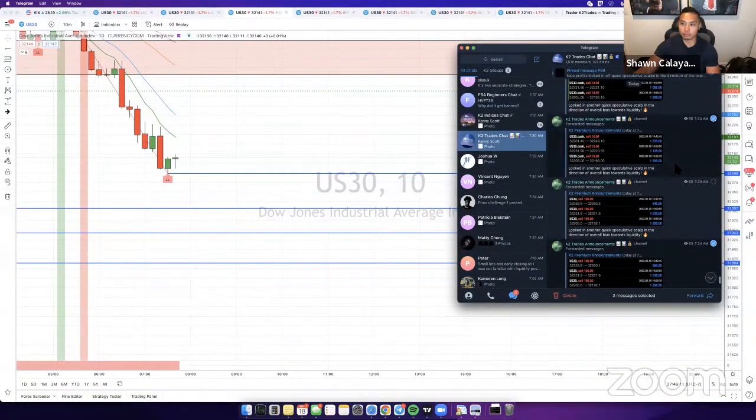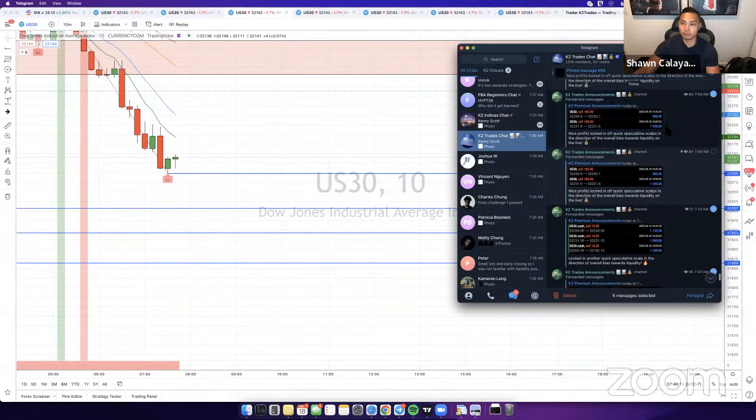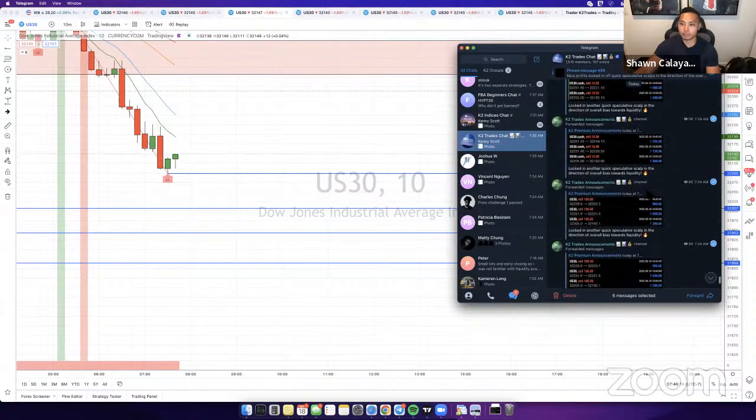You guys can see these are all different people in K2. It's not just like one or two people locking in profits. A lot of people here, pretty much stacking it up.